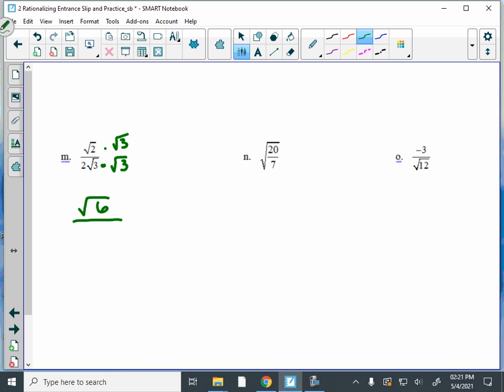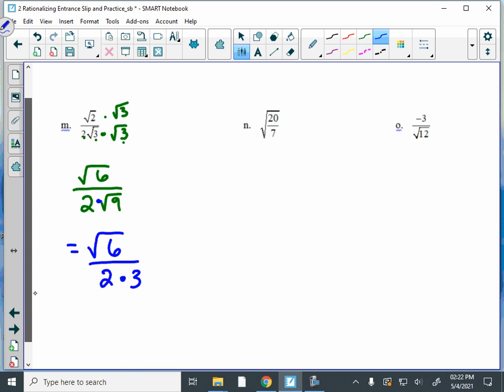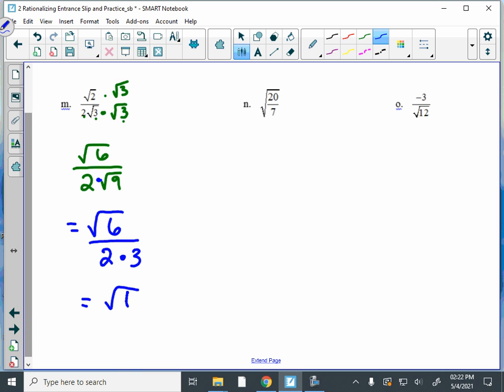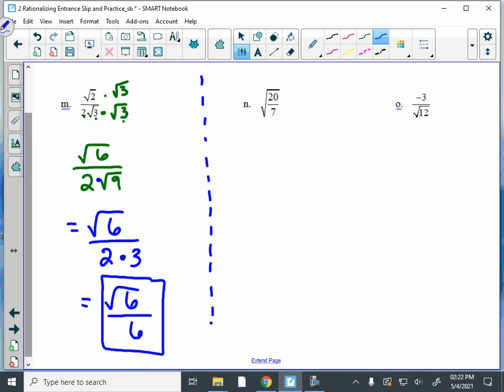And then in the denominator, we have 2 times radical 3 times radical 3, which is radical 9. We can't simplify the numerator, so let's see how we can simplify the denominator. 9 is a perfect square, and this is like saying 2 times radical 9, so this is 2 times 3, because the square root of 9 is 3. 2 times 3 is 6. We can't simplify anything else. Again, the 6s don't cancel. One is underneath the radical, the other one isn't, so we are done.